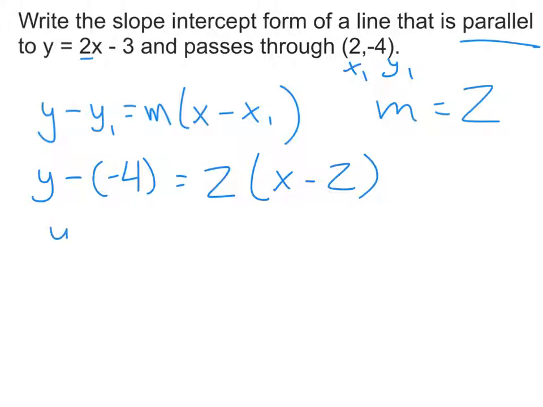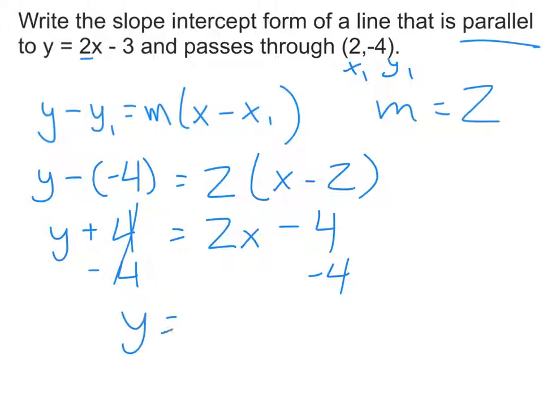So let's make this y plus 4, because minus a negative 4 is the same thing as plus 4. We'll distribute this 2 through. 2 times x is 2x, 2 times negative 2 is minus 4. And then we'll get y by itself by subtracting 4 from both sides.